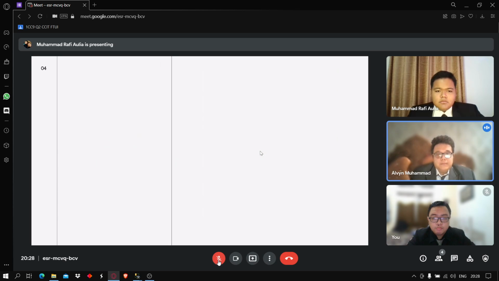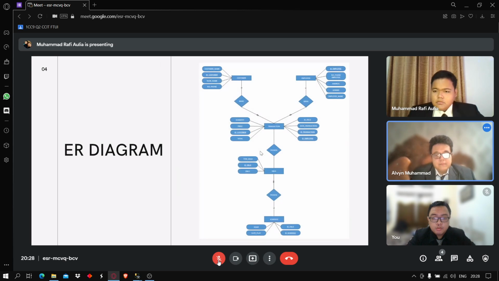And my friend Rafli Maulana Akbar will explain the ER diagram. Okay, here's the ER diagram that we applied to this sports hall model. As you can see, there are some entities in this: customer, employee, transaction, field, and schedule. And all of the entities have attributes attached to them.